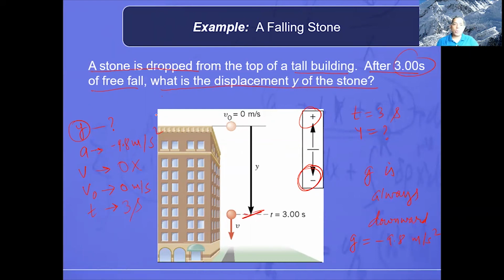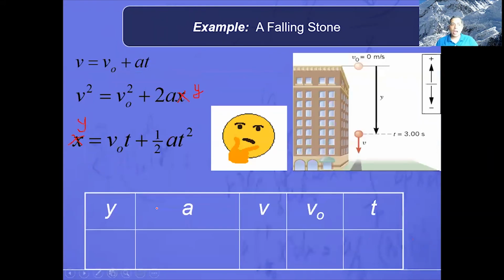Now, let's summarize this in a nice table. We have 9.8, 0, and 3. y is unknown, that's what I need to figure out. a is minus 9.8 meters per second squared. v, we don't care, this is useless to us. v0 is 0 meters per second, since the thing is dropped. Then t, what is t? 3 seconds.